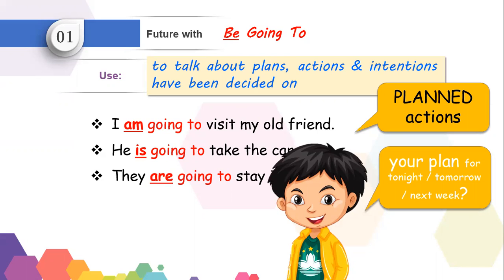So this is something you have already planned. He's going to take the car. They're going to stay. So again, going to expresses one, future planning, and two, predictions based on evidence.